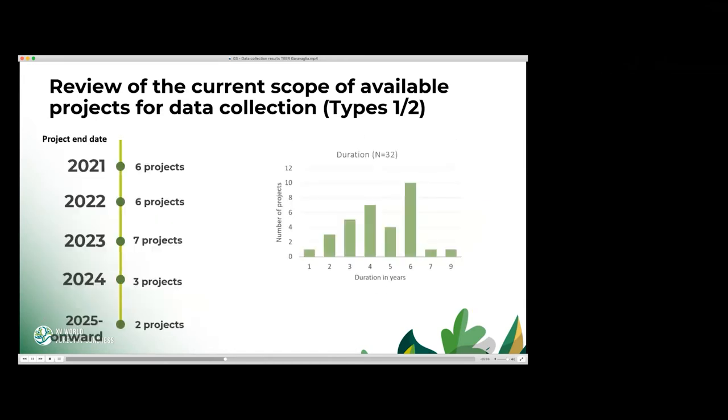The general tab of the template for data collection also provides information on the duration of the project, which is important to identify if we are analyzing data types 1, 2, or 3. We identified projects 6 years long, but on average, they were between 3 and 5 years long. And this information is key also to understand the length of the activities that are implemented on the ground.